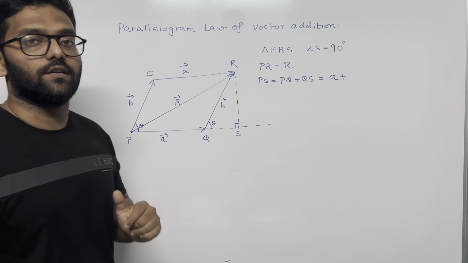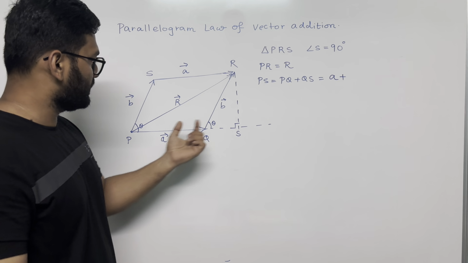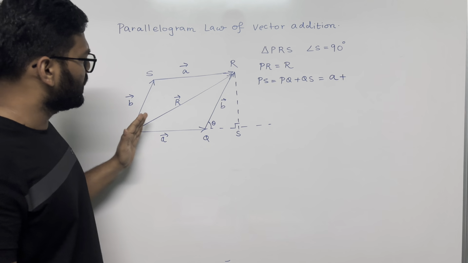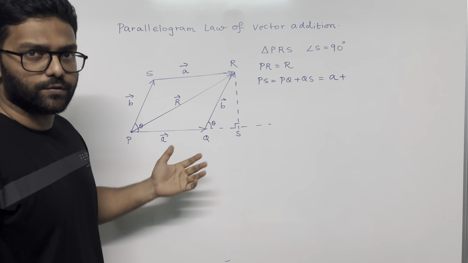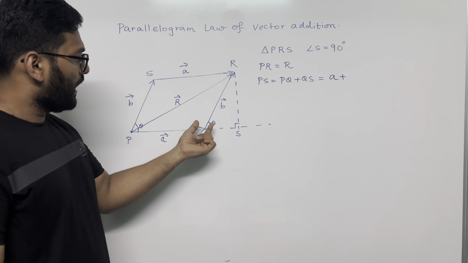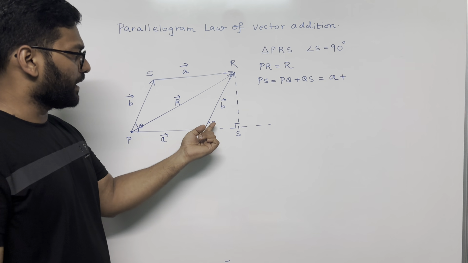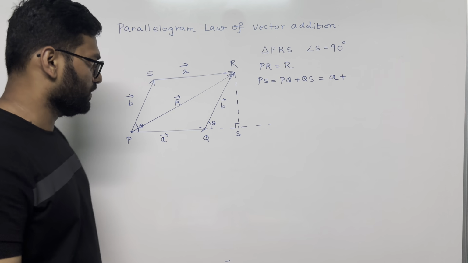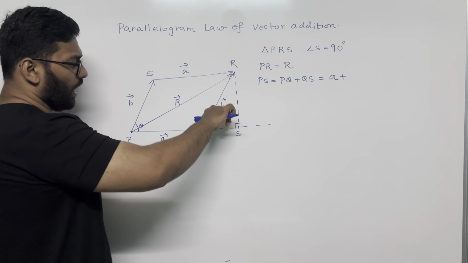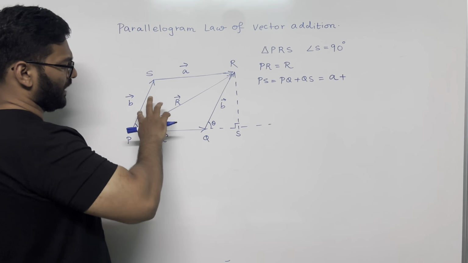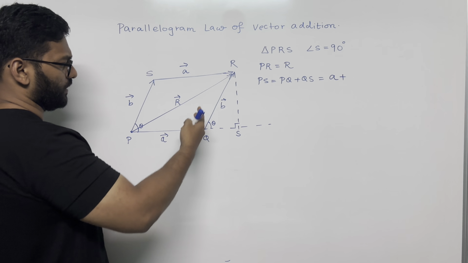Okay. Now this angle is theta. This is also theta. Why? Because both of them are parallel to each other, opposite sides of parallelogram, and that's why the corresponding angles are going to be the same, right? Now, how will I write QS in terms of A or B?